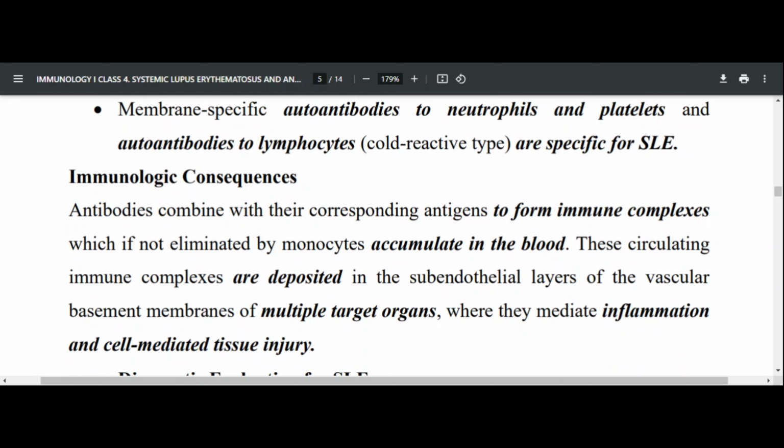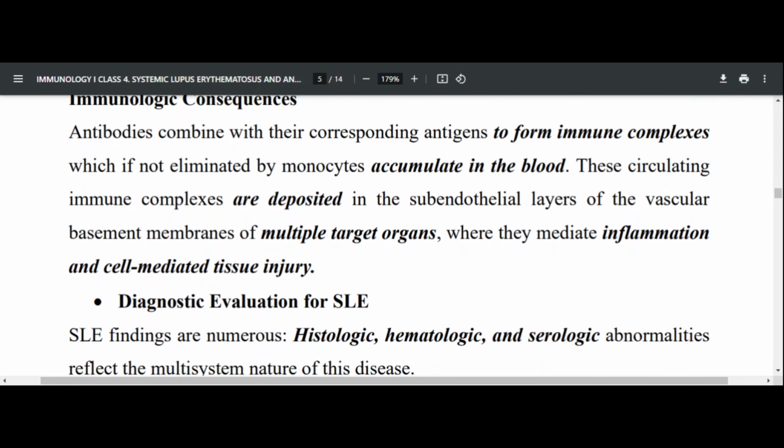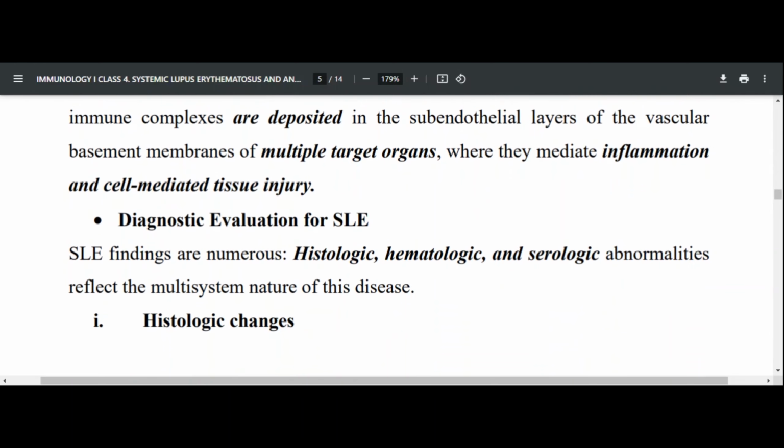So they will be affected in multiple organs, because you remember that every organ in the body has a blood supply. Every blood supply, or every network of the vasculature, will be affected by the deposition of immune complexes. And this is going to cause a problem. The problem that is going to happen is inflammation and cell-mediated tissue injury. These are the very bad problems that are going to happen as a consequence of all those autoantibodies that we're talking about.